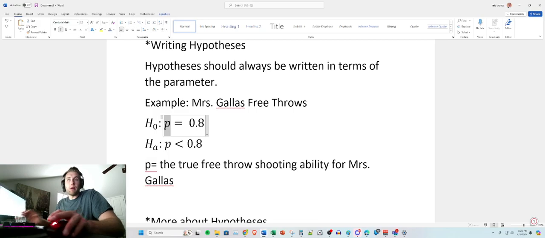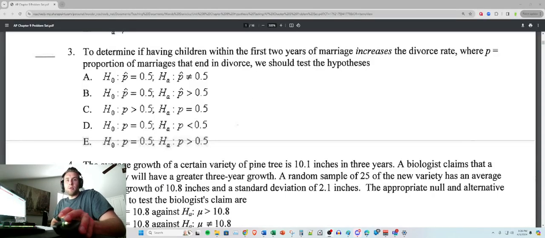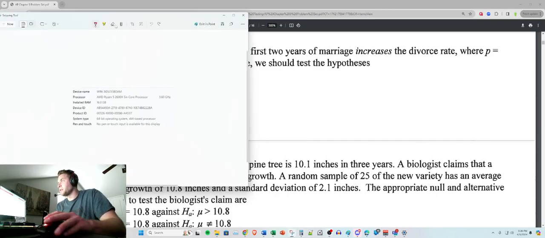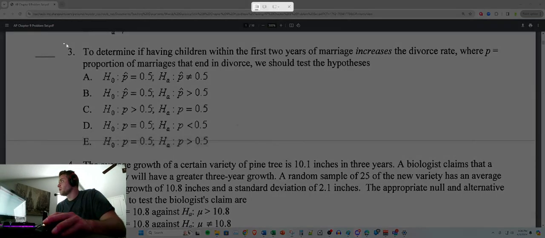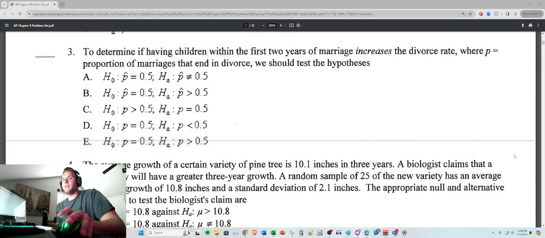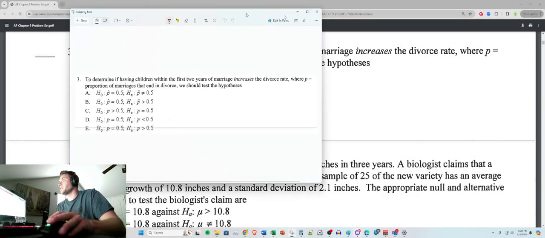Okay, let me actually pull up a problem so we can see what I'm talking about. Here's one right here. It says, to determine if having children within the first 2 years of marriage increases the divorce rate, where P is equal to the proportion of marriages that end in divorce, we should test the hypotheses. As we look at these examples, I'm going to snip this so that I can write on it.